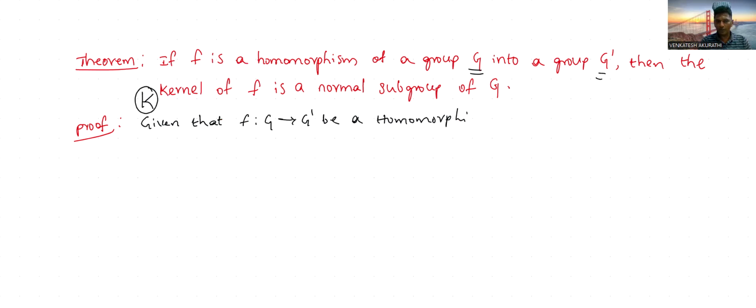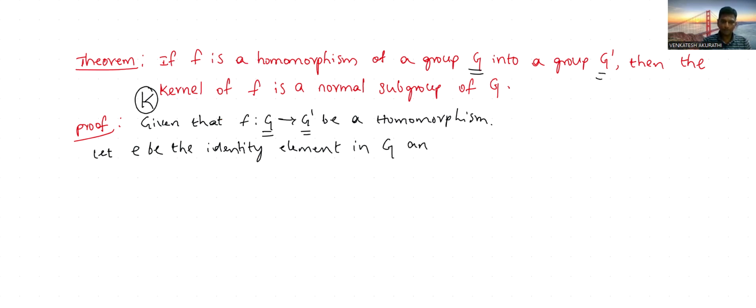G is one group and G dash is another group. For this, we have to take two identity elements. Let small e be the identity element in capital G, and also E dash be the other identity element in G dash. Therefore, we also take the kernel definition.